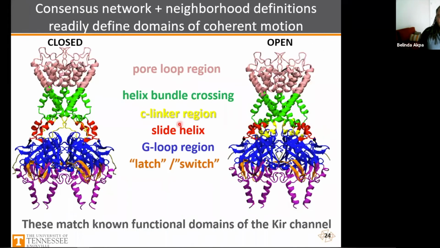And that allows us to actually segregate the protein structure into what we are thinking of as coherent domains of motion. And so we find 8 different domains, and it just so happens that the domains we identified in this network fashion seem to tie up with what the literature reveals to be functional domains of the Kir channel.